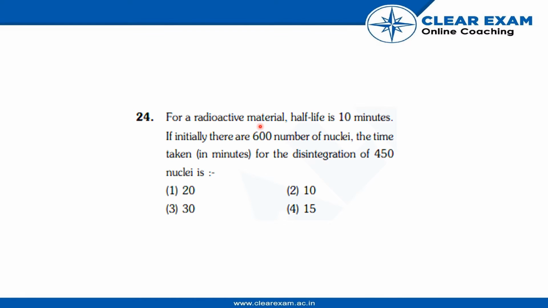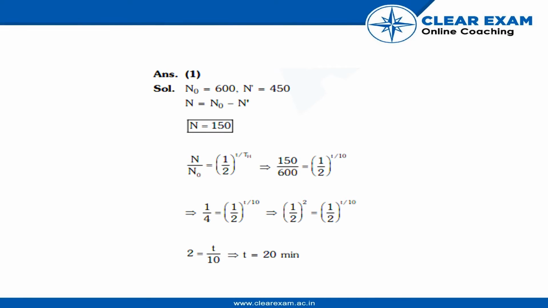For a radioactive material, half-life is 10 minutes. If initially there are 600 nuclei, the time taken in minutes for disintegration of 450 nuclei is: option 1, 20; option 2, 10; option 3, 30; option 4. So the answer is option 1, 20 minutes.